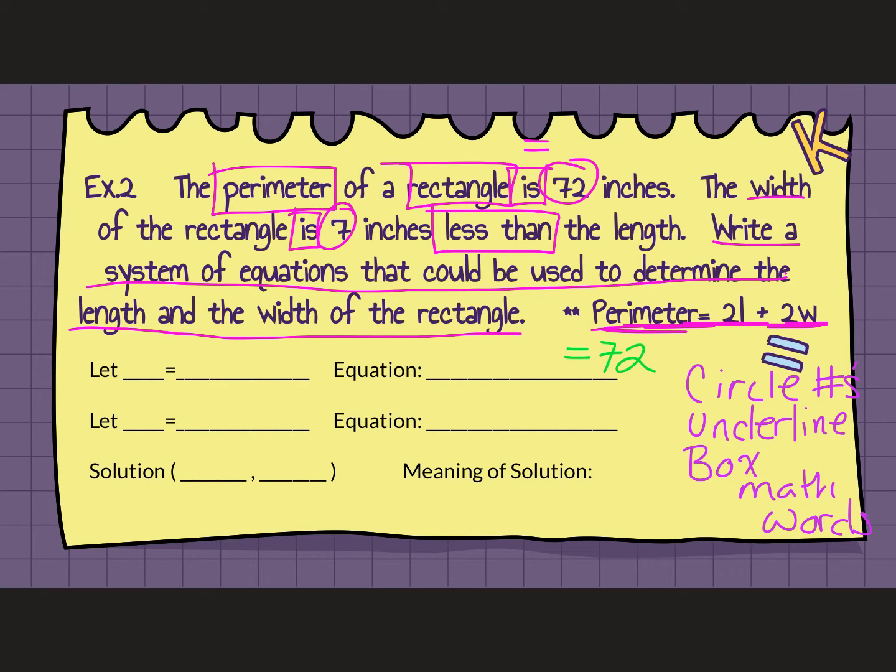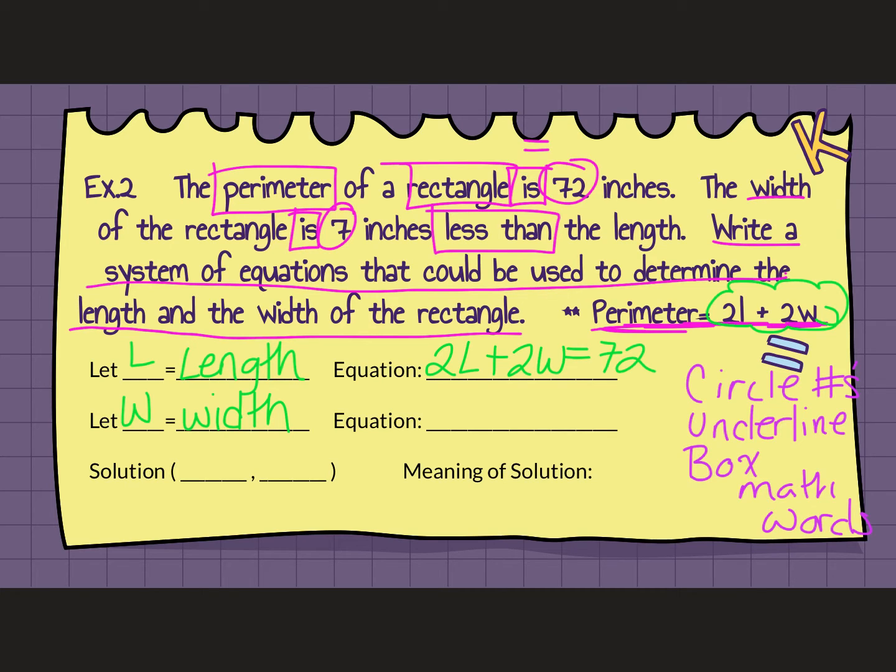But perimeter of a rectangle, that's where this comes in. And it says 2L plus 2W. So we know we're going to use L and W. And I'm going to go with L is for length, and the width is the W. So I'm going to take that 2L plus 2W and set that equal to 72.